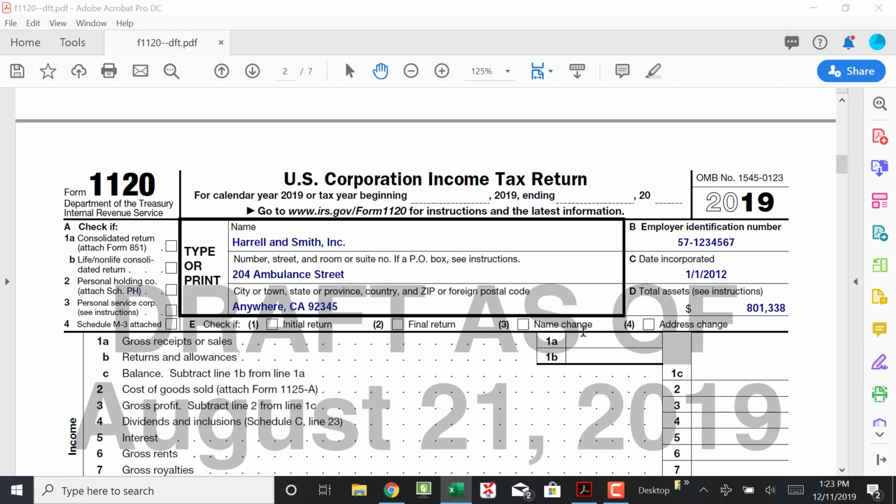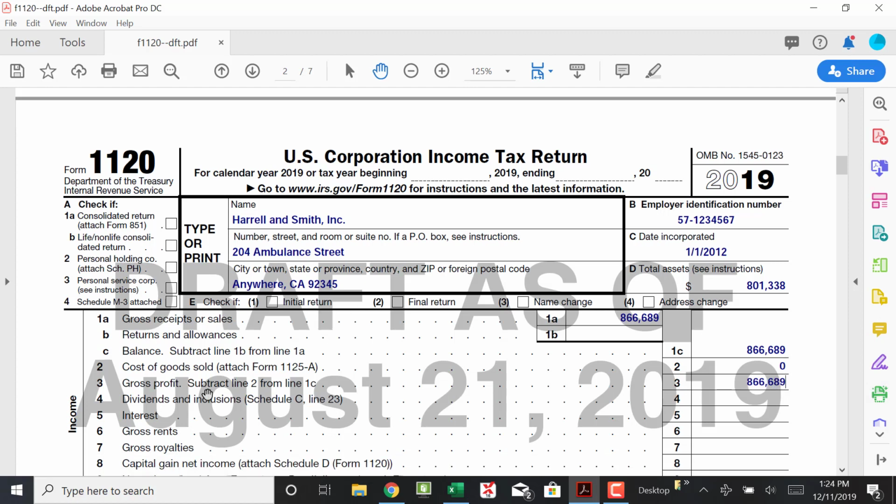What they do is consulting. So their gross receipts are $866,689. There's no returns or allowances, so we're going to put that in our total as well. We have no cost of goods sold because this is a consulting company. And so their gross profit is also $866,689.